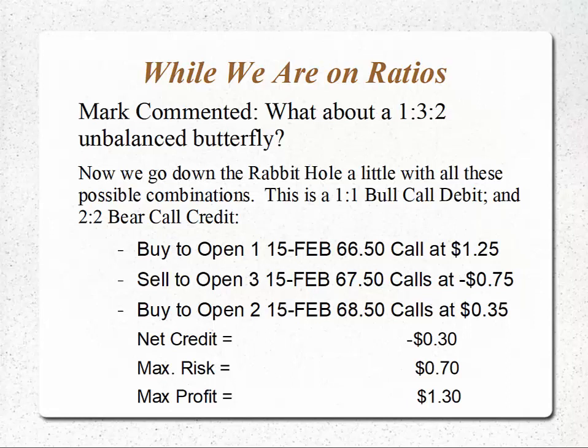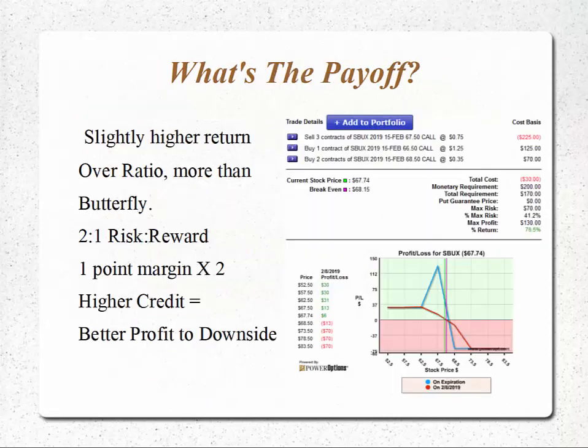Higher than the 25 cents or so we got on the initial ratio spread. Higher than the 10 cents from the broken wing butterfly. Maximum risk is still 70 cents, and my max profit is $1.30, because I could still get that extra dollar from the bull call debit spread. Here's our profit and loss chart.